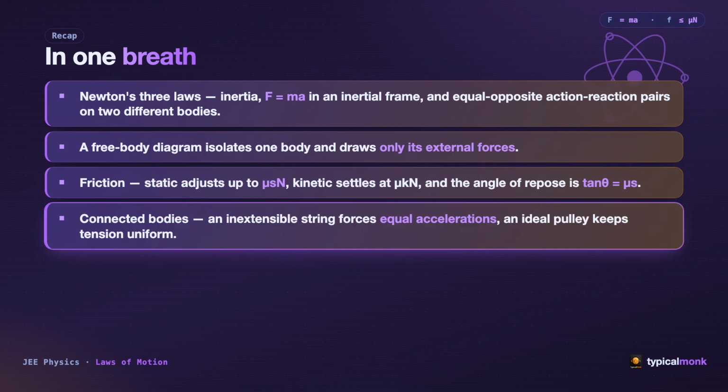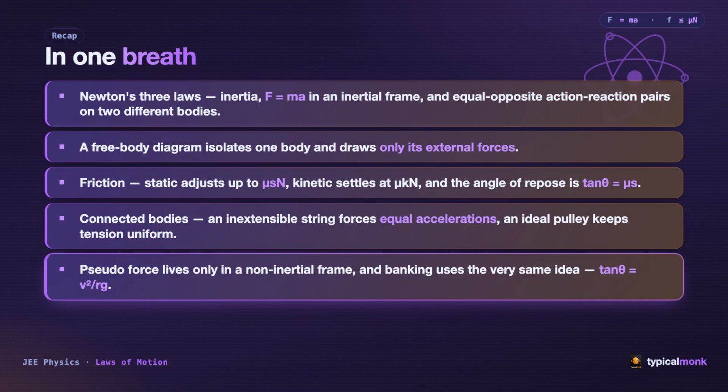Connected bodies. An inextensible string forces equal accelerations, and an ideal string over an ideal pulley keeps the tension the same throughout. Pseudo force lives only inside a non-inertial frame, with magnitude m a, opposite to that frame's acceleration, and banking uses the very same idea. Tan theta equals v squared over r g.